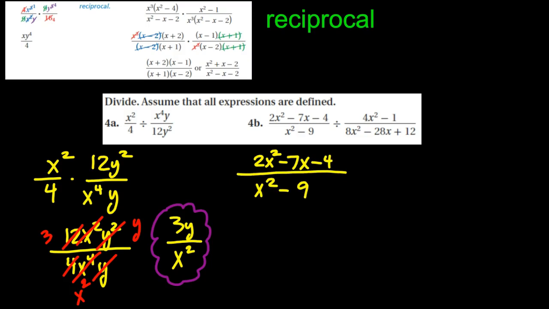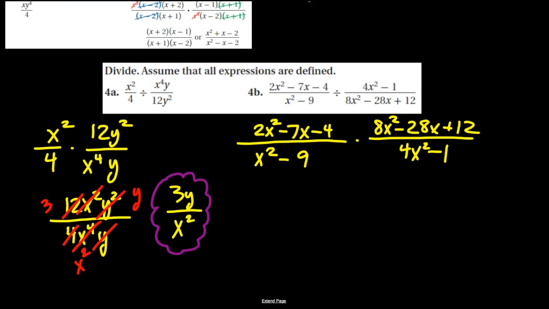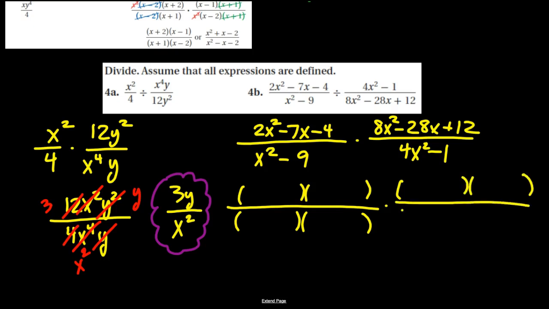Which one do you flip? The first one or the second one? The second one, yeah. So 8x squared minus 28x plus 12 is on top, and 4x squared minus 1 is on bottom. So I have a couple difference of squares here. I have a couple unfoils. I should have a bunch of binomials over binomials.